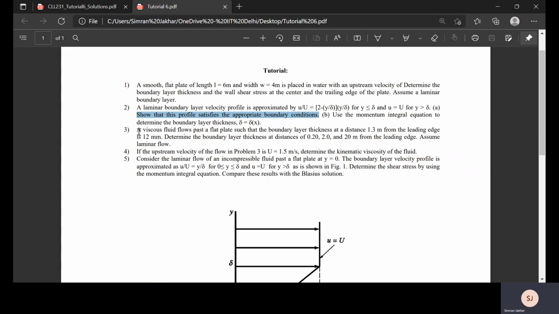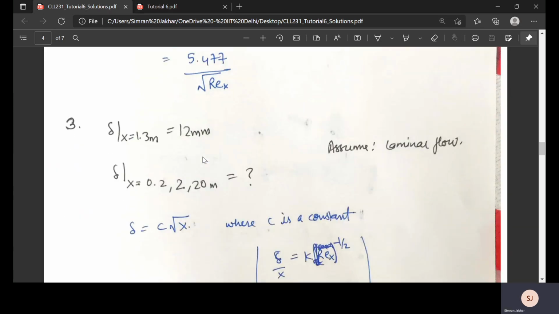So now coming to the third problem: a viscous fluid flows past a flat plate such that the boundary layer thickness at a distance 1.3 m from the leading edge is given as 12 mm. So at any distance x, the value of delta is given. We have to find the value of delta at different values of x, which are 0.2 meter, 2 meter and 20 meters. In this problem also we have to assume laminar flow.